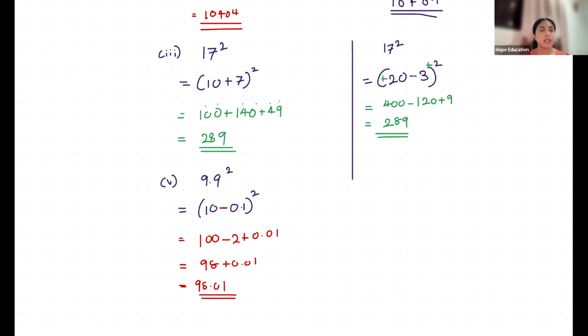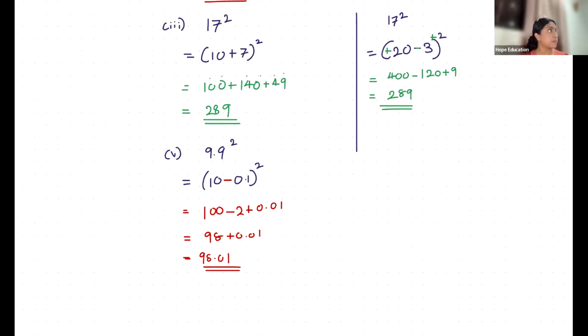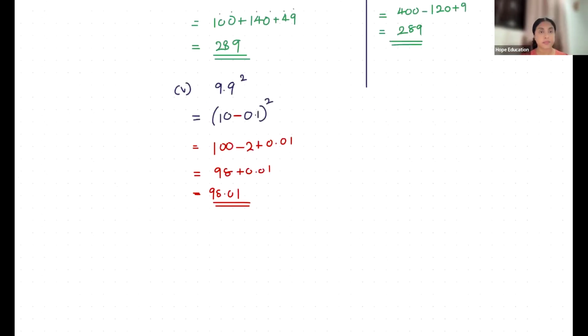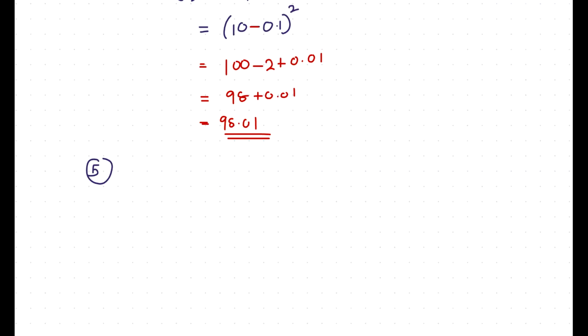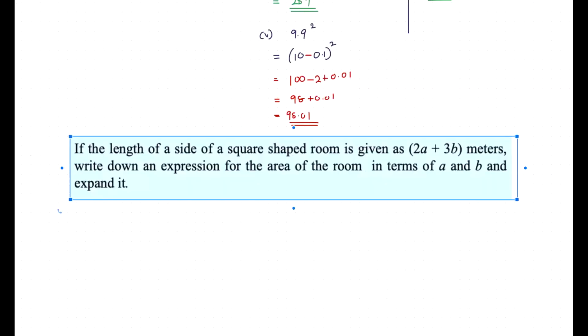All right, then we will do the fifth question. One second. If the length of a side of a square-shaped room is given as 2a plus 3b meters, write down an expression for the area of the room in terms of a and b and expand it. All right, so let's do this now.